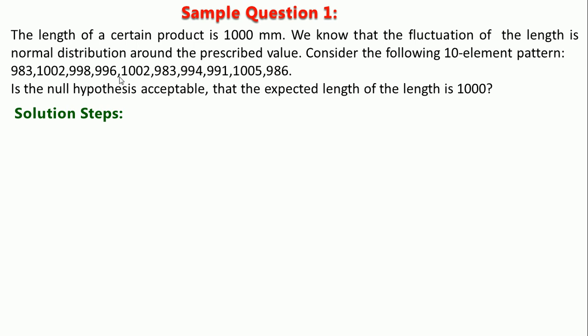To solve it, it says the length of a certain product is 1000 millimeters. We know that the fluctuation in the length is a normal distribution around the prescribed value. Consider the following 10 element pattern: 983, 1002 all the way to 986. The question now says, is the null hypothesis acceptable that the expected length is 1000?